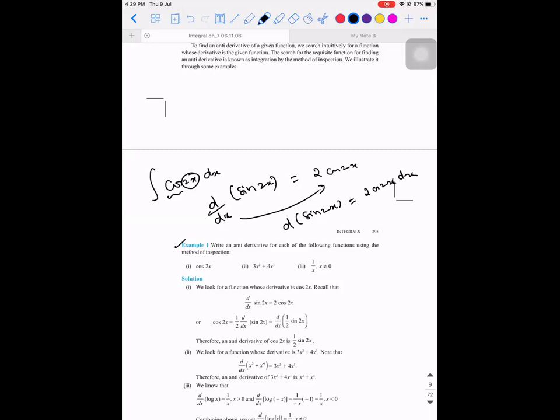Is this step clear? Now, integrating on both sides, take 2 outside. d and the integral are counter operations of each other. So the integral of sine 2x is equal to 2 times the integral of cos 2x dx. This is what the question is. So this 2 will come to this side, and it will be sine 2x divided by 2.